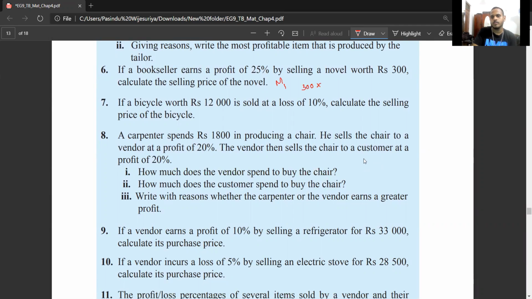300 into 25%. 25% means into 100. Okay, so here 25 into 3 is 75. So this is the profit. Then the selling price, SP equals cost plus profit. Then 375. Or you could directly get 300 into 125.